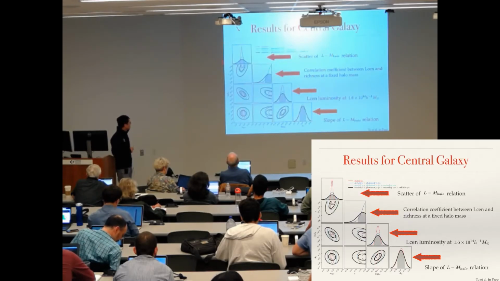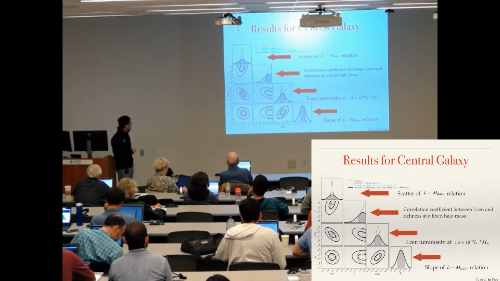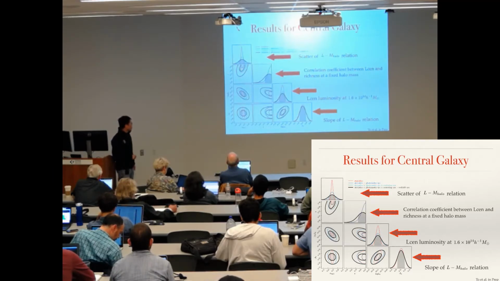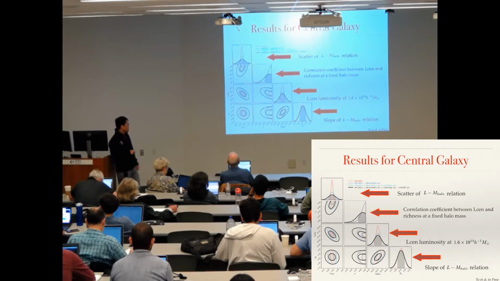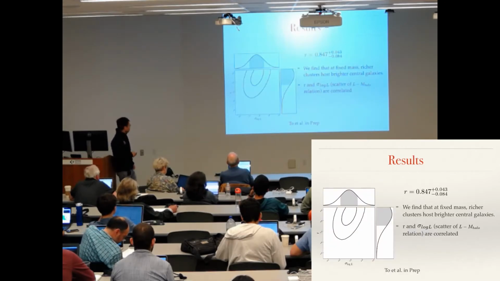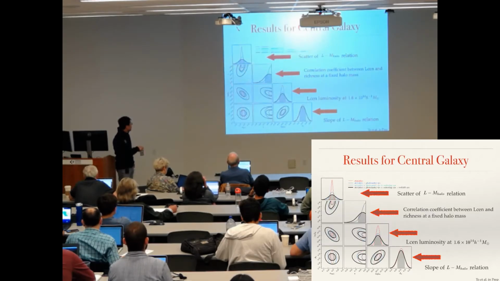This is the result. For the central model, we have four parameters. The first is the scatter, which a lot of people care about. The second one is this new parameter we introduced in this work. The third and the first one are the description of the luminosity and halo mass relation, so the normalization and the slope. I'll zoom in on the top panel, so it's this panel.